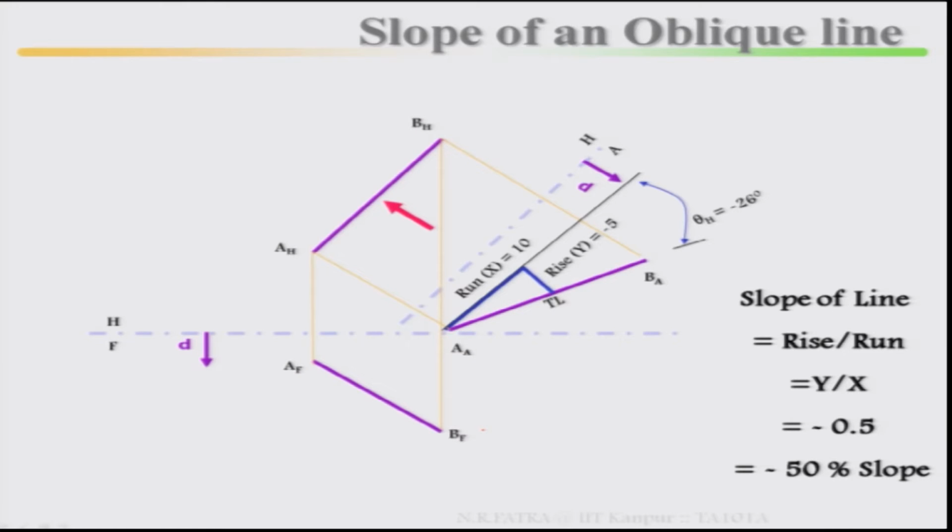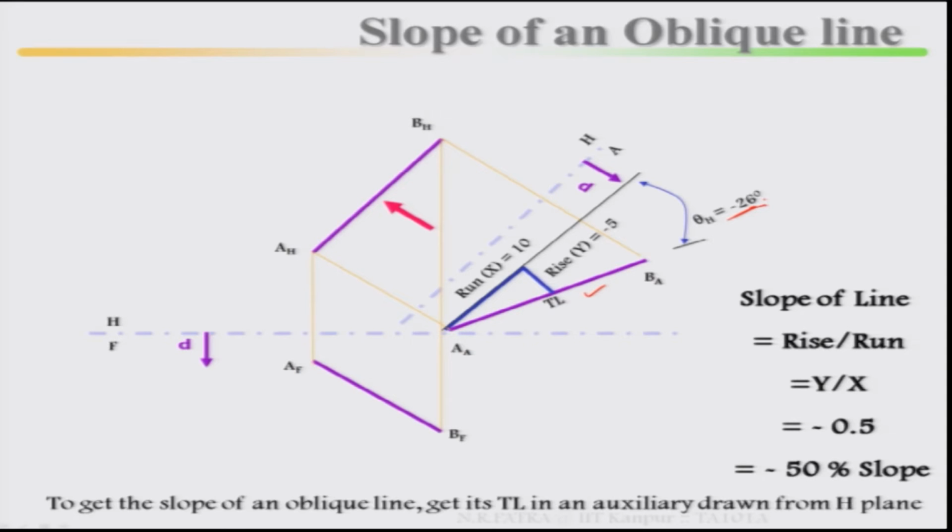Now look at the slope of an oblique line. There is an oblique line, its front view as well as top view has been given. Then you find out its true length. So, this is your true length. Once you get the true length, then find out the slope. The slope is downward, that is why theta is negative and it is minus 26 degree, and the percentage is 50% slope. To get the slope of an oblique line, get its true length in an auxiliary view drawn from the horizontal plane.